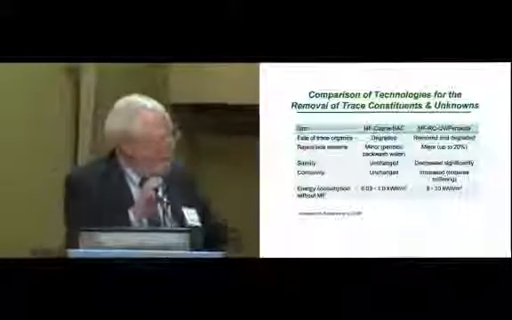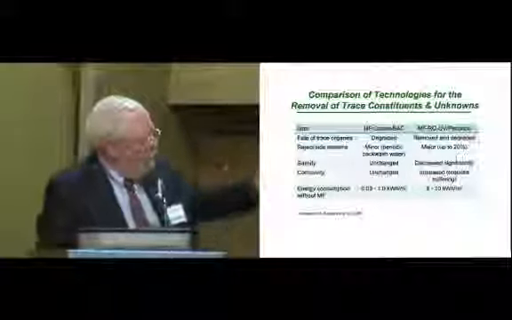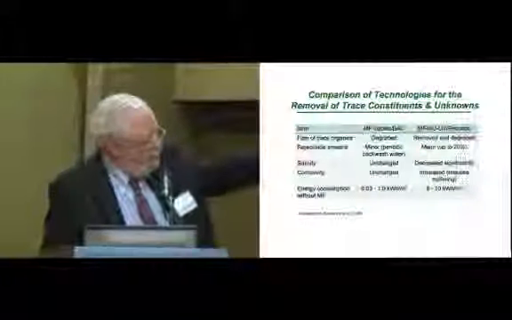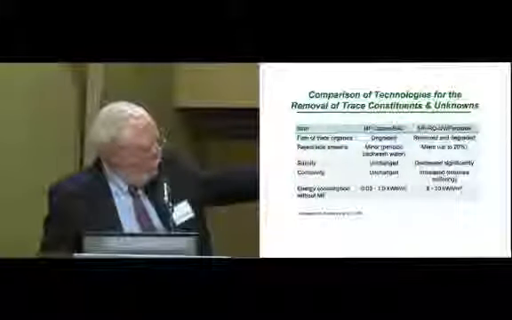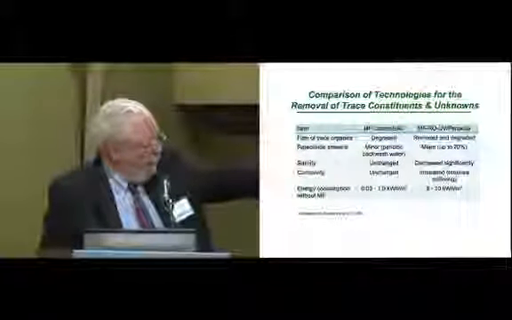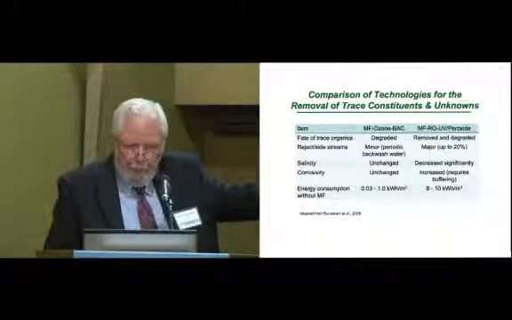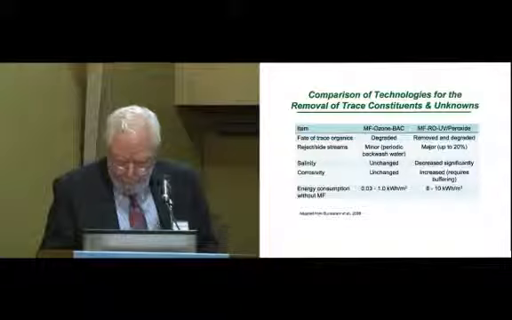The long and the short of this particular table is look at the bottom line. If you look at the energy consumption for the ozone-based systems, you're talking about 0.03 to 1 kilowatt hour per cubic meter. With RO, UV, you're talking about 8 to 10. So it's a huge difference.